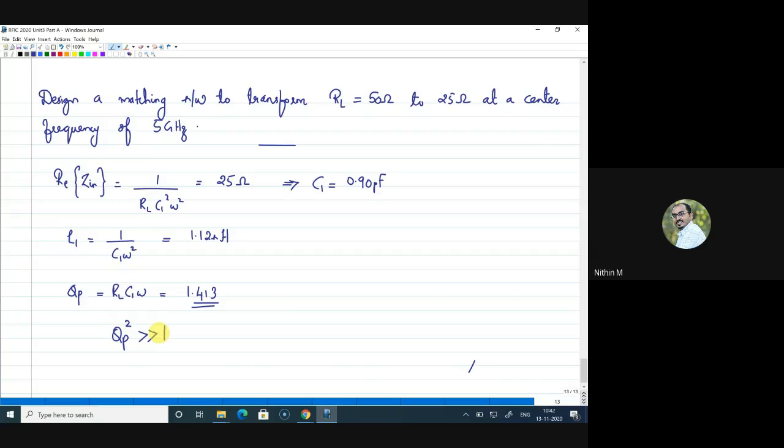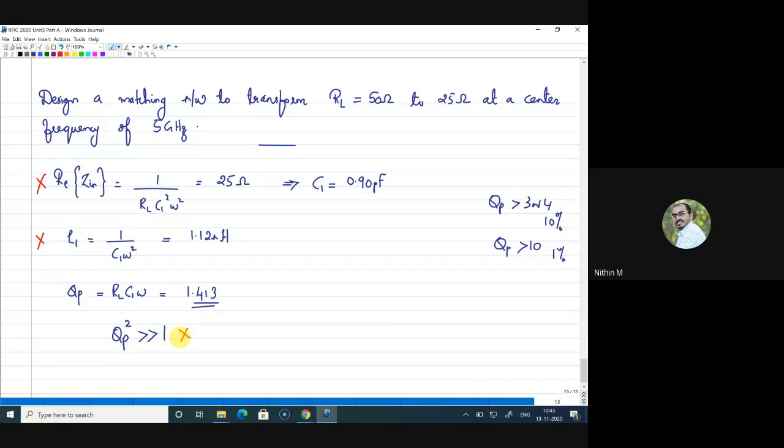As I told before, if your QP is greater than 3 or 4, that will result in some 10% error, and if your QP is greater than 10, it will result in almost 1% error. Since your QP is 1.413, this may result in a large variation. So I cannot use these formulas here, because QP square is not very large than 1.